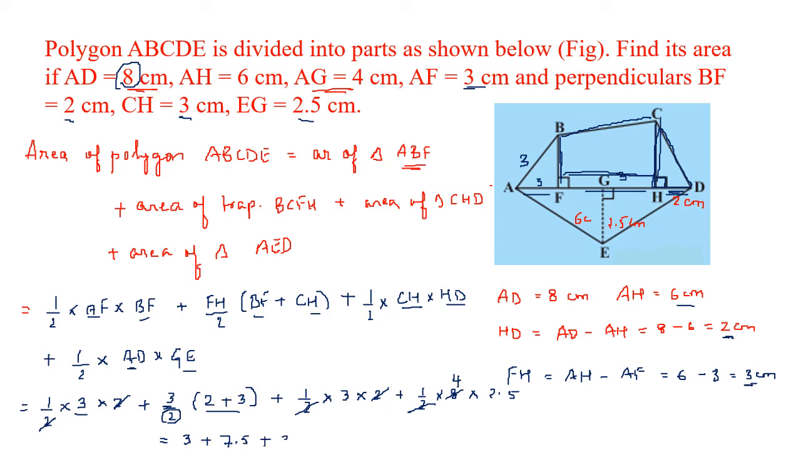Plus 3 plus 4 into 2.5, that is 10. So we get 10 plus 3, 13, plus 3, 16. 16 plus 7.5 is 23.5. So you got the answer, 23.5 centimeter square. That is the area of the polygon ABCDE.